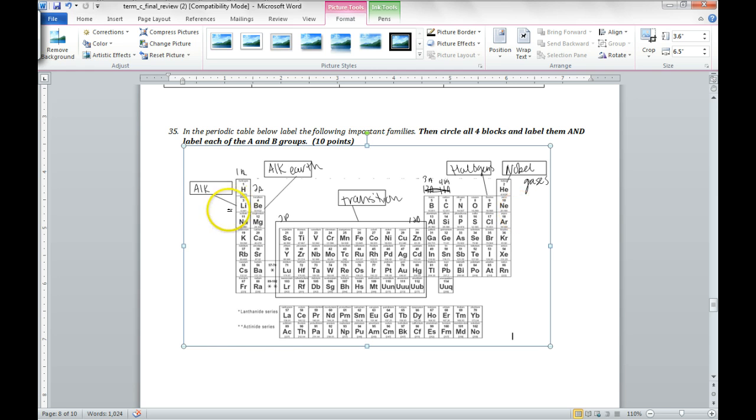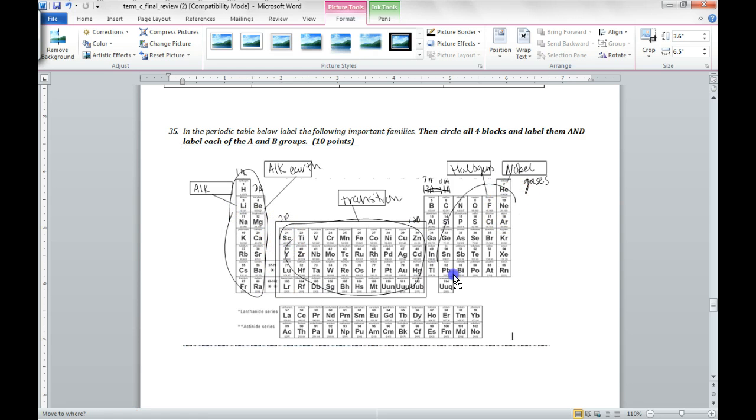And then we have, do I need to label the blocks? Oh, yep. So we have the S block here. We have the D block here. We have the P block here. And we have the F block down there.